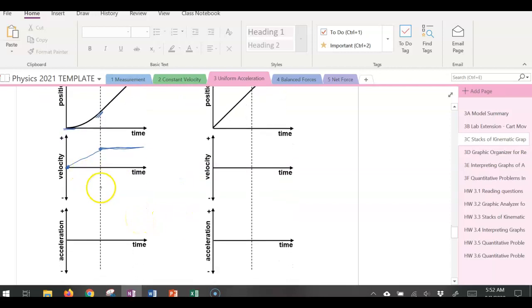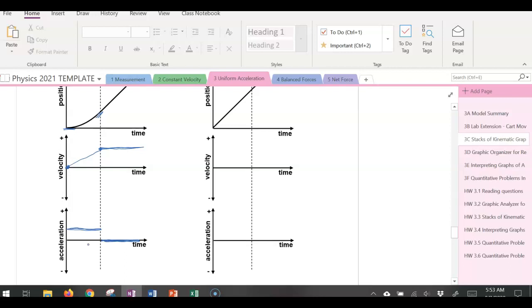The acceleration is showing the slope of velocity versus time. So for the first part of the trip, the acceleration must be a positive value, right? Because the slope of the velocity versus time is positive. For the second part of the trip, there is no acceleration because the velocity is not changing.